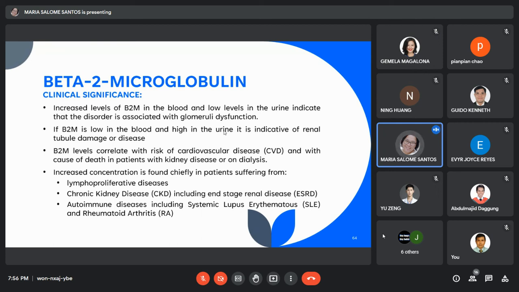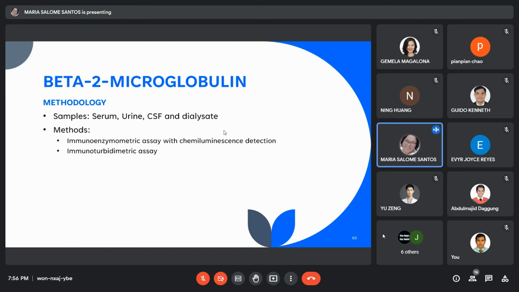The increased concentration is found chiefly in patients suffering from lymphoproliferative diseases, chronic kidney disease including end-stage renal disease, and autoimmune diseases including systemic lupus erythematosus and rheumatoid arthritis. For the methodology, it uses serum, urine, CSF, or dialysate as samples, and the methods used are immunoenzymometric assay with chemiluminescence detection and immunoturbidimetric assay.